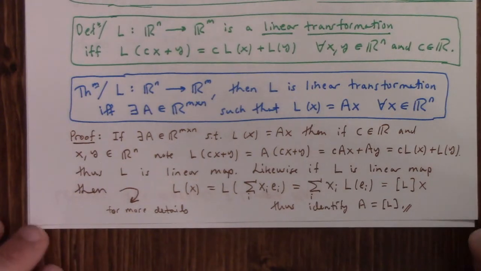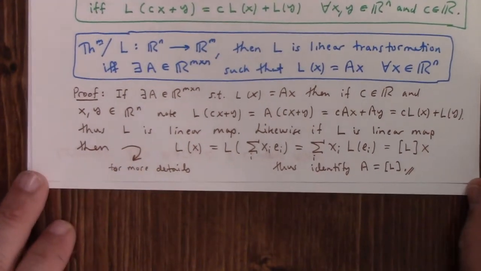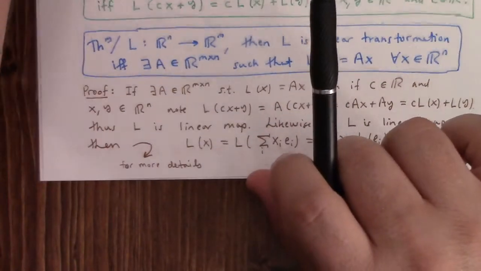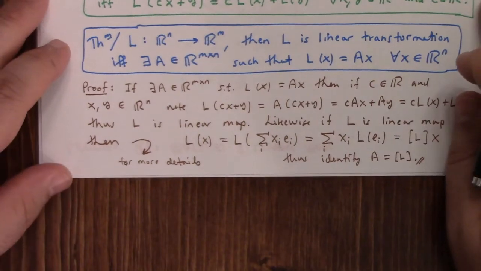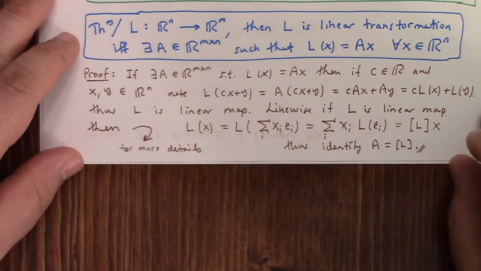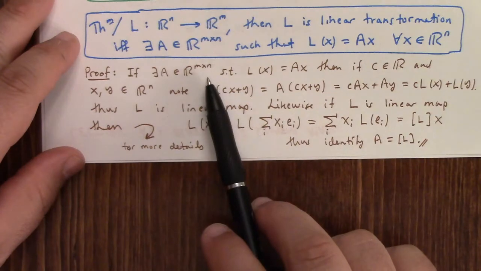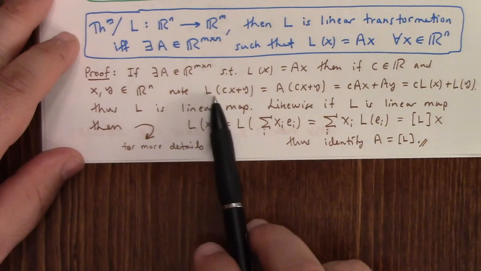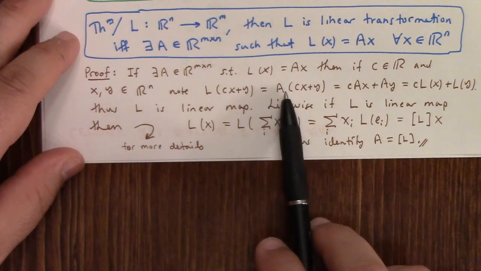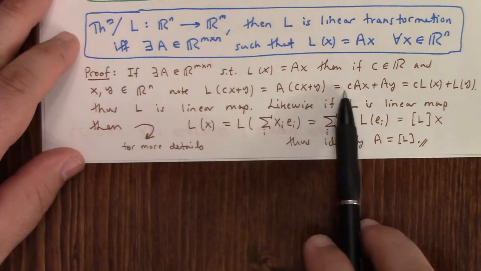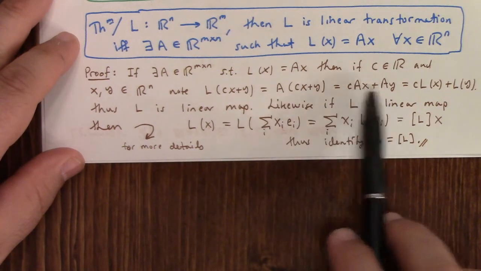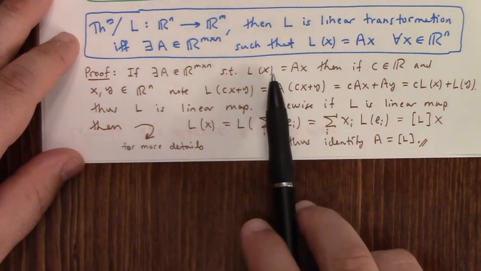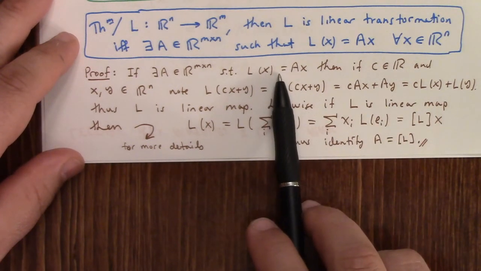And so here's a quick sketch of the proof of that right here. If there exists an A, so I'm starting with the converse direction, I guess. If there exists an m by n matrix A such that L(x) is equal to Ax, and c is a real number, x and y are vectors, then L(cx + y) is A times (cx + y), but by properties of matrix vector multiplication, you pull out the constant and break up the sum, and then that's cL(x) + L(y). So that shows you that if there's a matrix formula for the function, then it's linear.